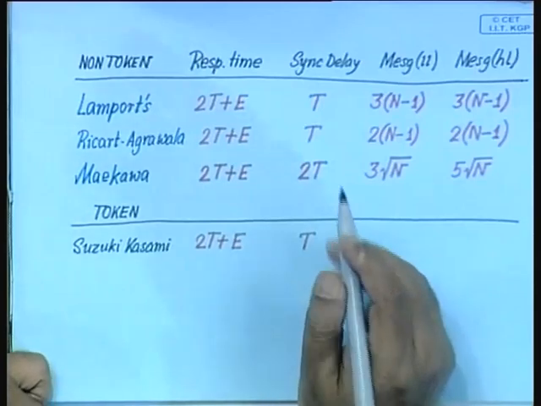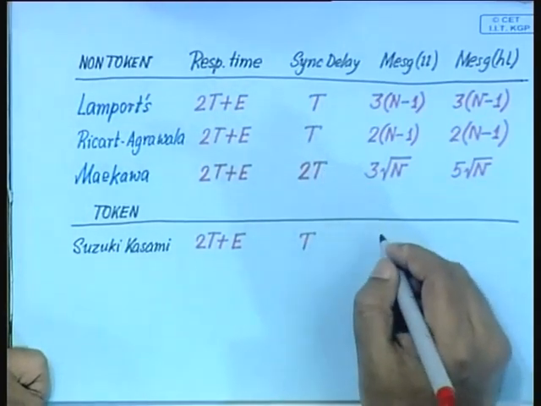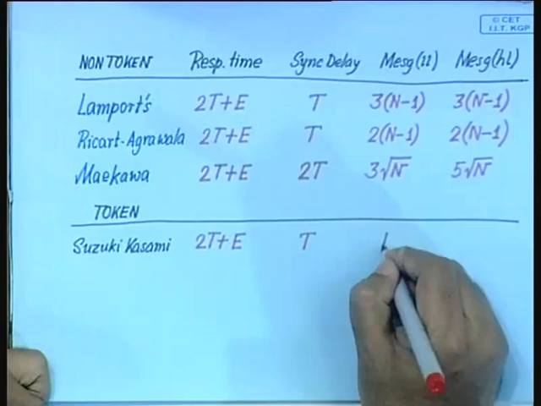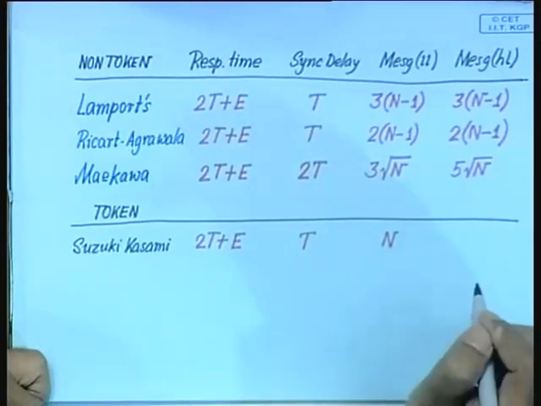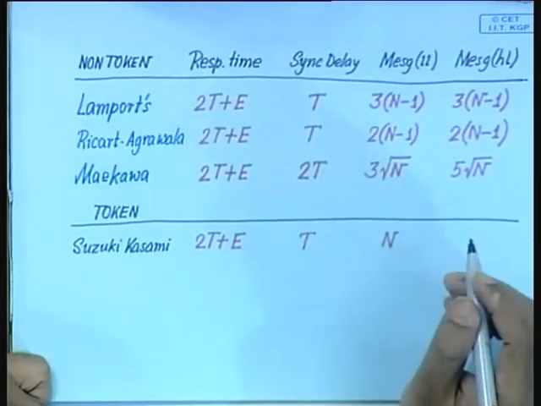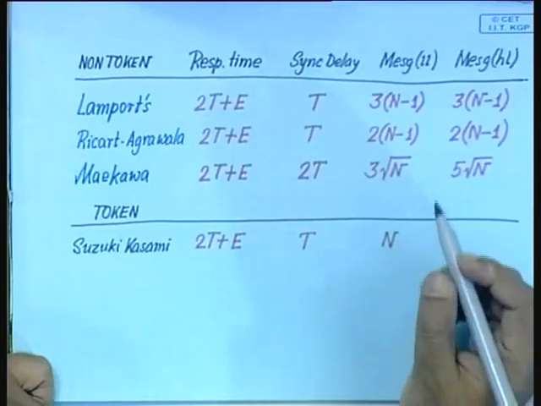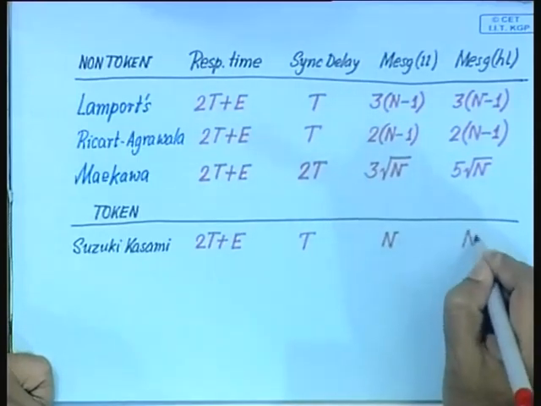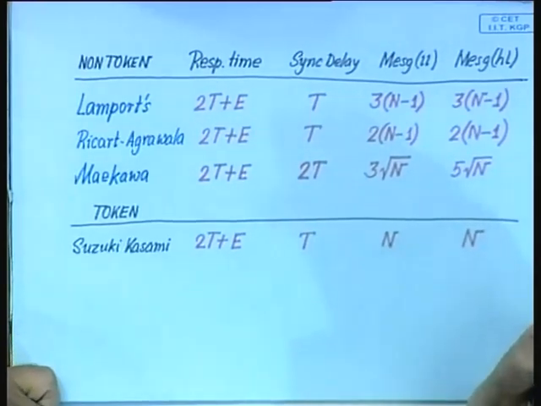Messages N, because it has to broadcast it to everyone. I mean order N. Low load, high load, same thing.